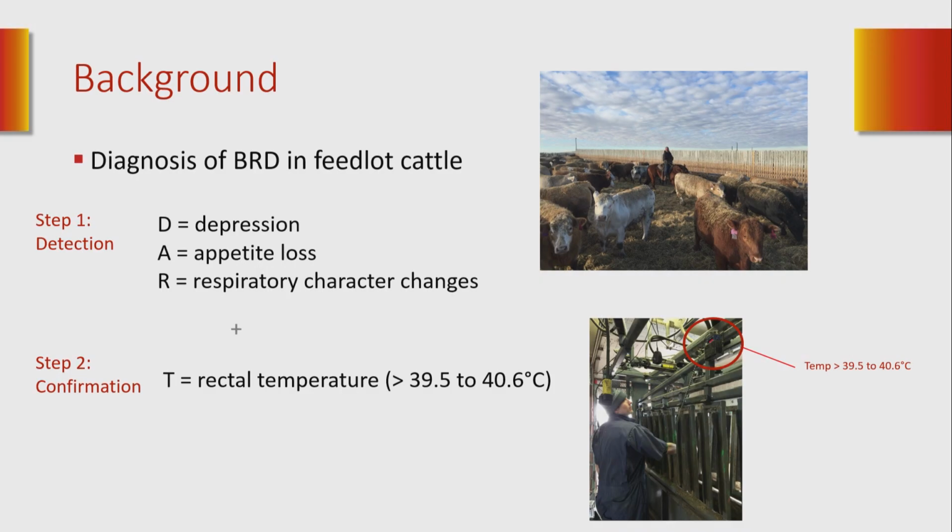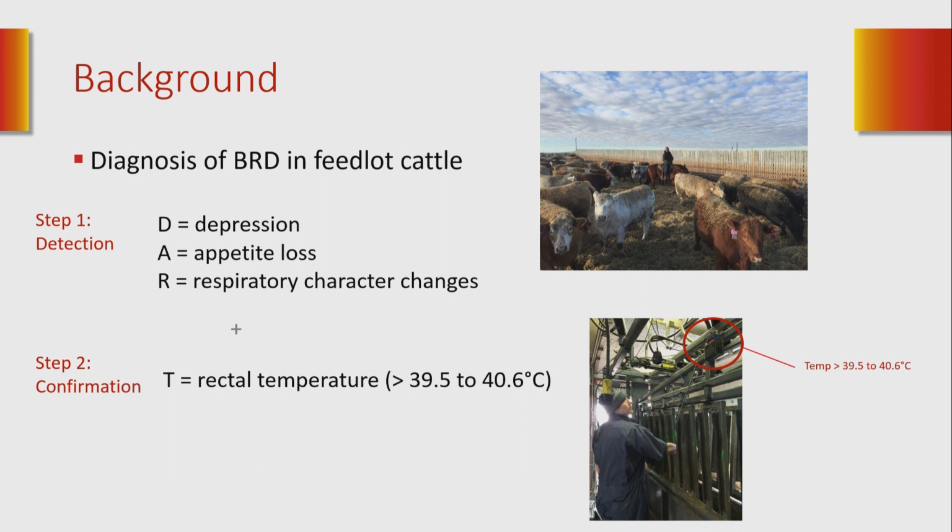Diagnosis of bovine respiratory disease, or BRD, in feedlot cattle is based on clinical illness using a two-step approach. First, cattle with visual BRD signs are detected by the pen checker. Those signs are depression, appetite loss, or respiratory characteristic changes. Then, identified cattle are moved to a chute for rectal temperature measurement. A diagnosis of BRD is typically established when the animal has a rectal temperature above a threshold of 39.5 to 40.6 and visual signs of BRD.